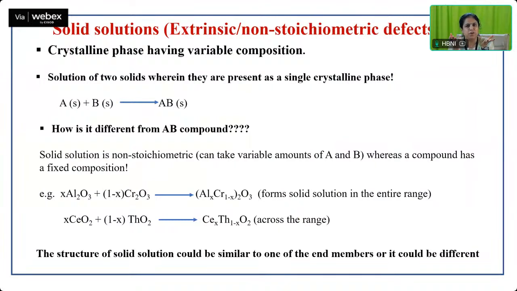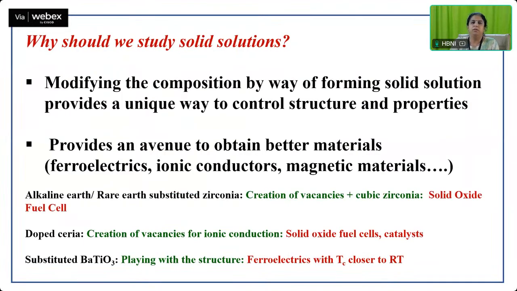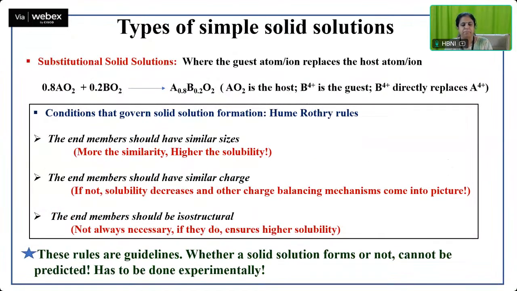And what exactly is a solid solution? It is a crystalline phase that has variable composition, and this is how it differs from the compound because your compound will have only a single composition, but both of them are a single crystalline phase. Okay. And of course, we talked about why at all we should study solid solutions and some examples.